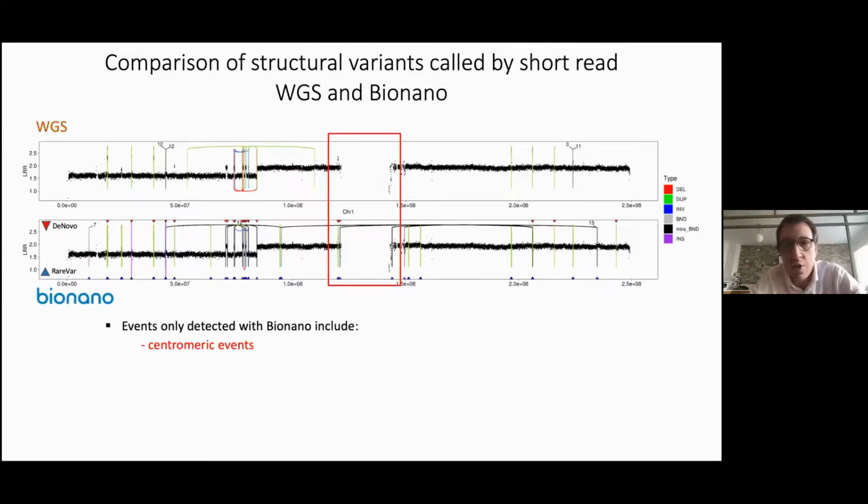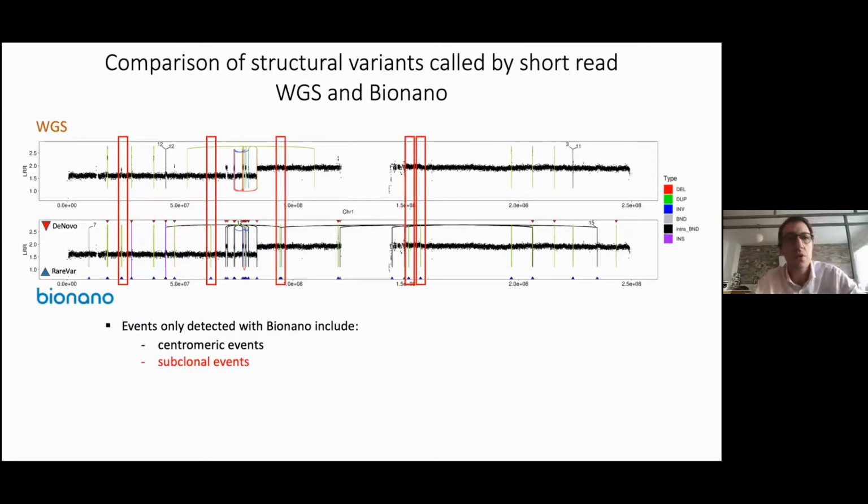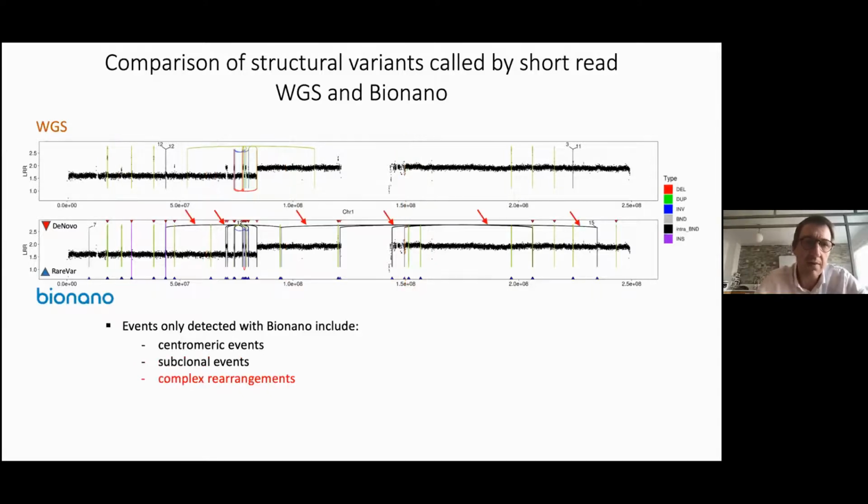These include centromeric events. It is known that these regions contain repetitive elements and are difficult to analyze with sequencing technologies. Others correspond to subclonal events that we detected due to the very high coverage we had in Bionano data. And finally, a lot of events correspond to highly complex rearrangements that were missed with whole genome sequencing approaches.